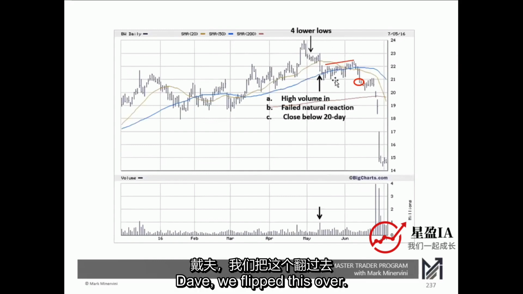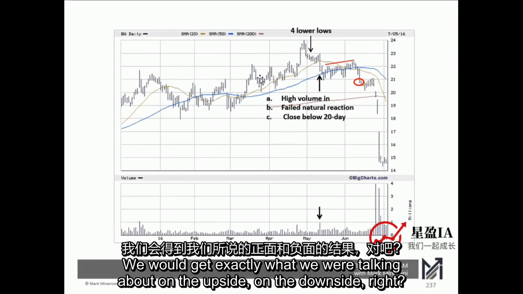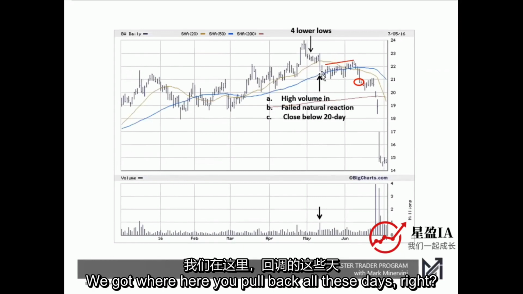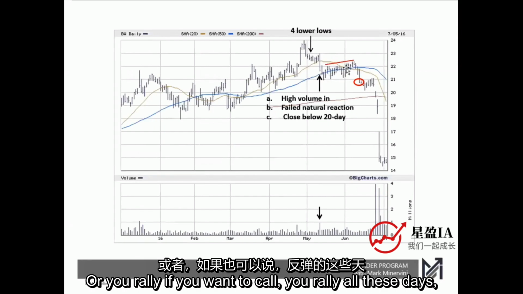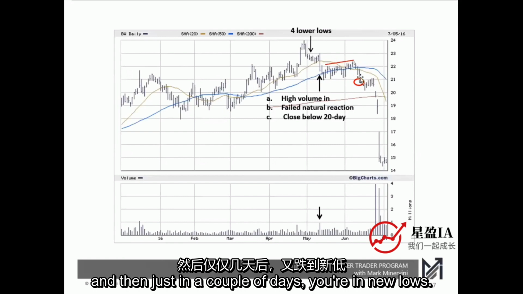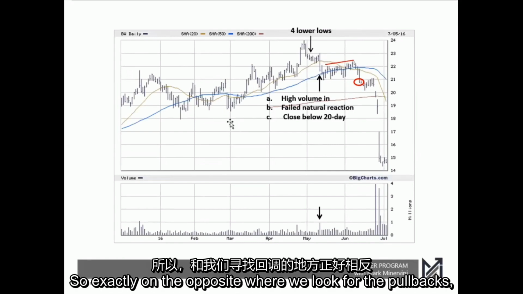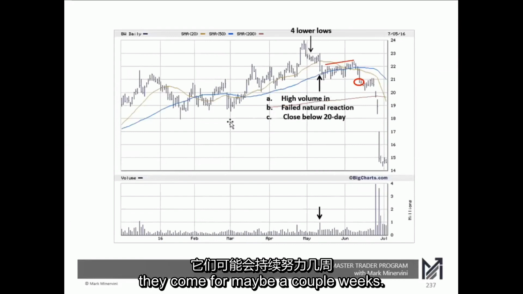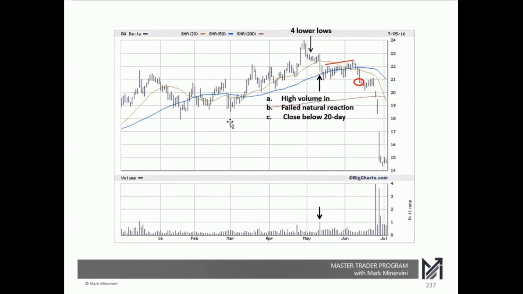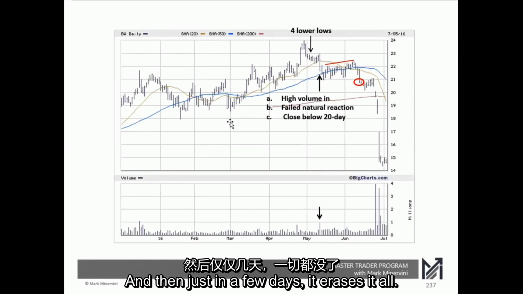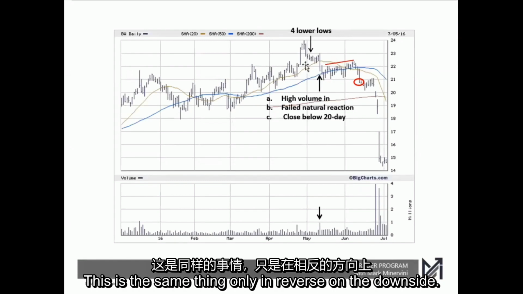And Dave, if we flip this over, we would get exactly what we were talking about on the upside, on the downside, right? We got where here you pull back all these days. Or you rally, if you want to call it. You rally all these days, and then just in a couple days, boom, you're in new lows. So exactly on the opposite, where we look for the pullbacks, they come for maybe a couple weeks, and then just in a few days it erases it all. This is the same thing, only in reverse on the downside.